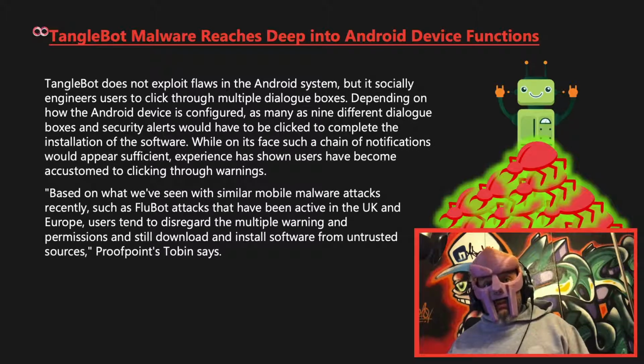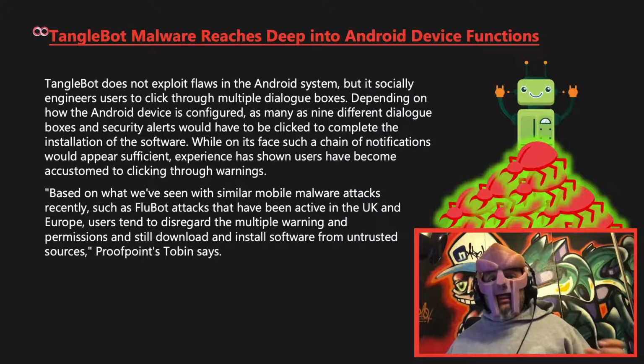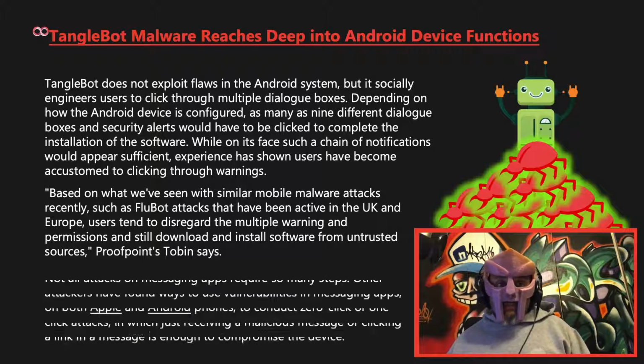Based on what we've seen with similar mobile malware attacks recently, such as FluBot attacks that have been active in the UK and Europe, users tend to disregard the multiple warnings and permissions and still download and install software from untrusted sources, Proofpoint's Tobin says.